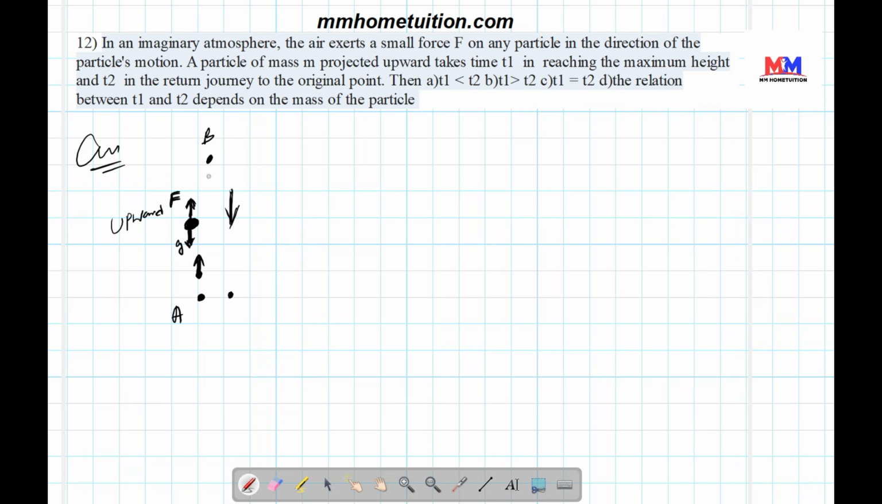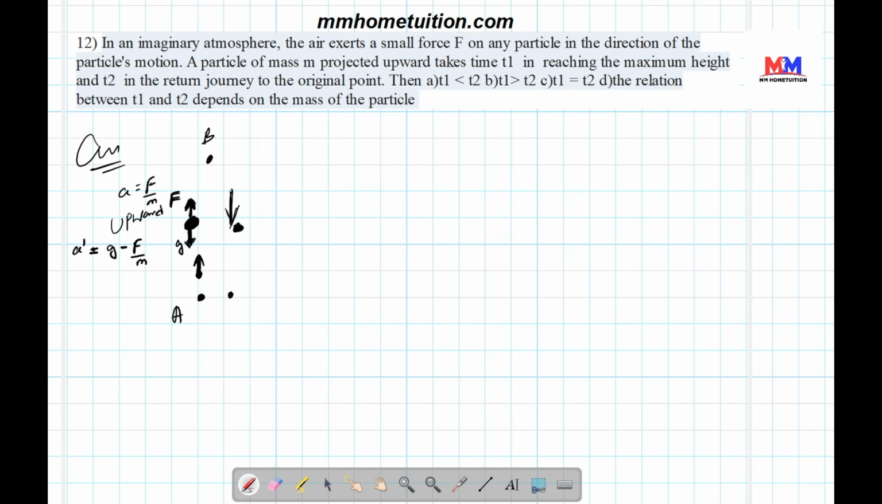So acceleration equals force divided by mass. During the upward motion, this force is directed upward, while acceleration due to gravity is in the downward direction. So net acceleration equals how much? Net acceleration during the upward motion is g minus F divided by m.